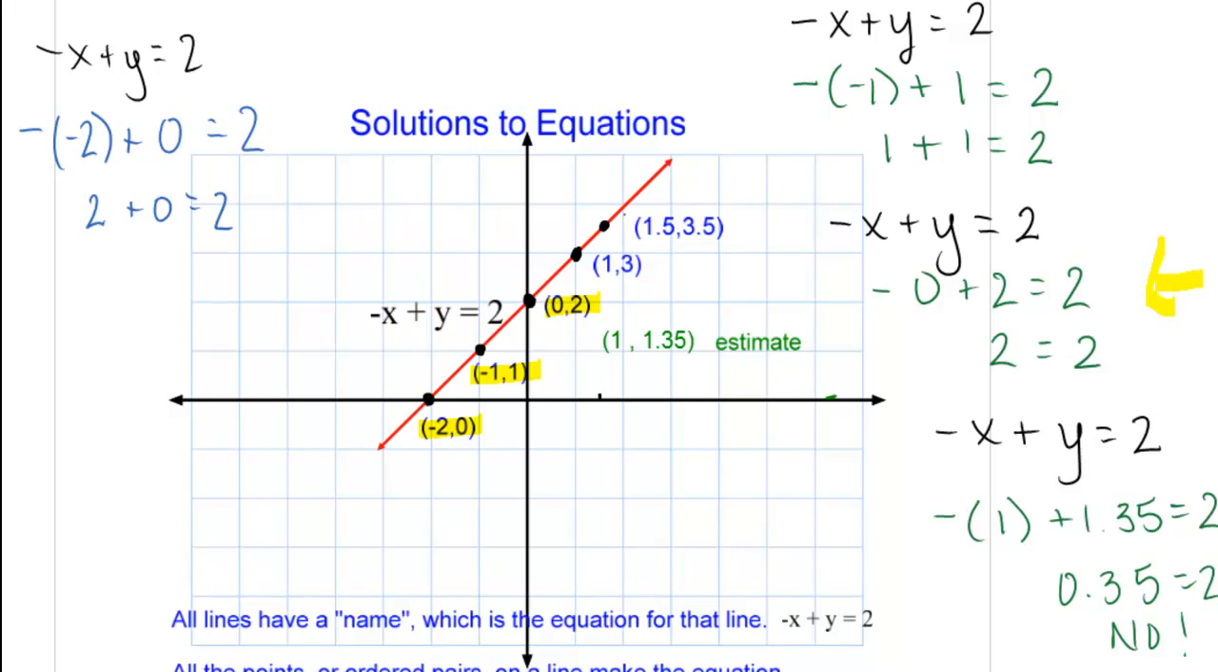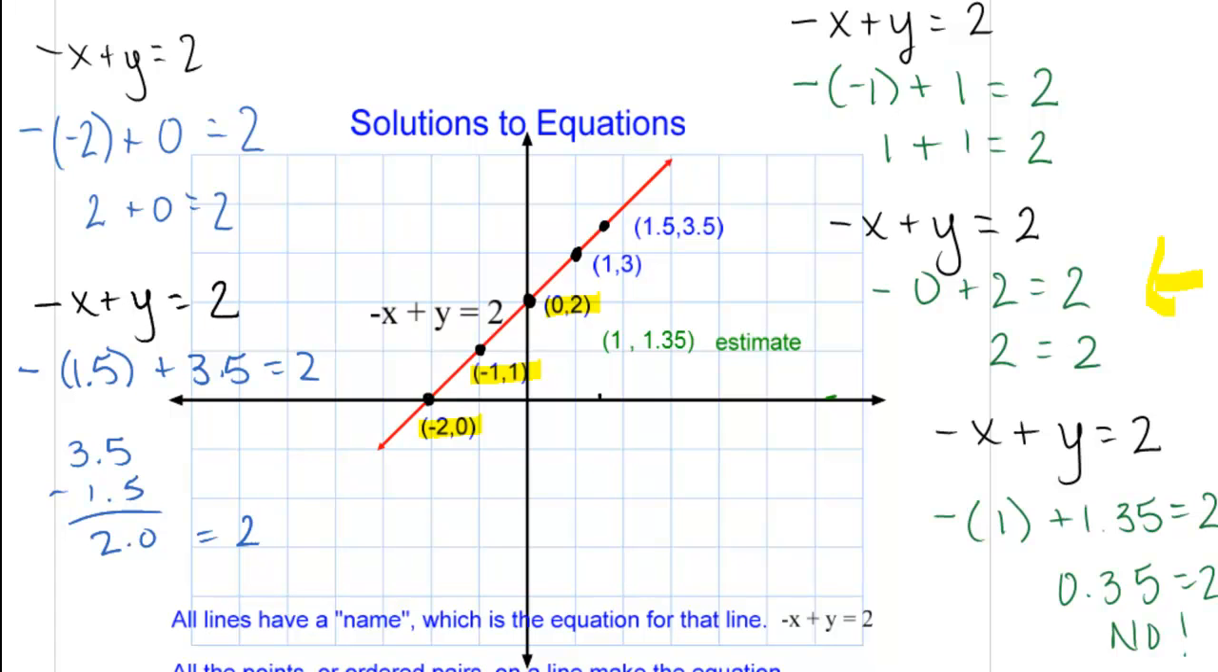Why don't we do a check step with that one just to make sure we believe that that is a solution. So we have the opposite of x plus y equals 2. Why don't you do the algebra? Sure enough, when you substitute in 1.5 in the place of x, and you substitute 3.5 in the place of y, and you add 3.5 plus negative 1.5, you do get 2, which does equal 2.